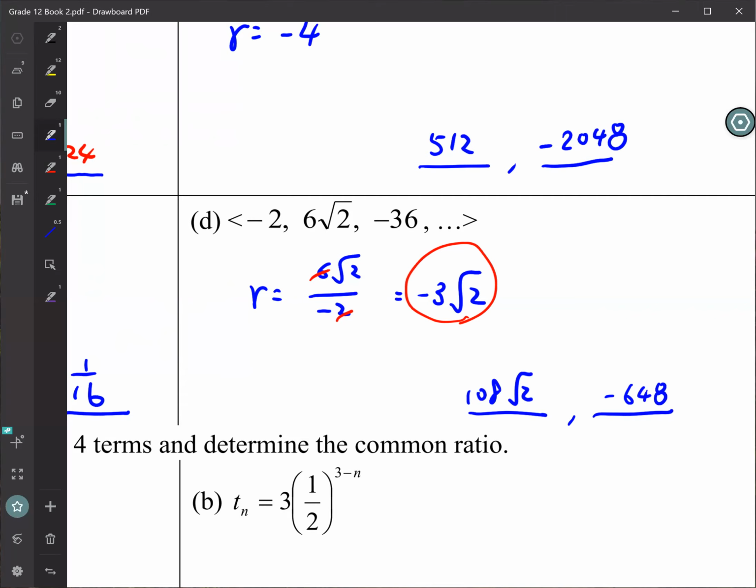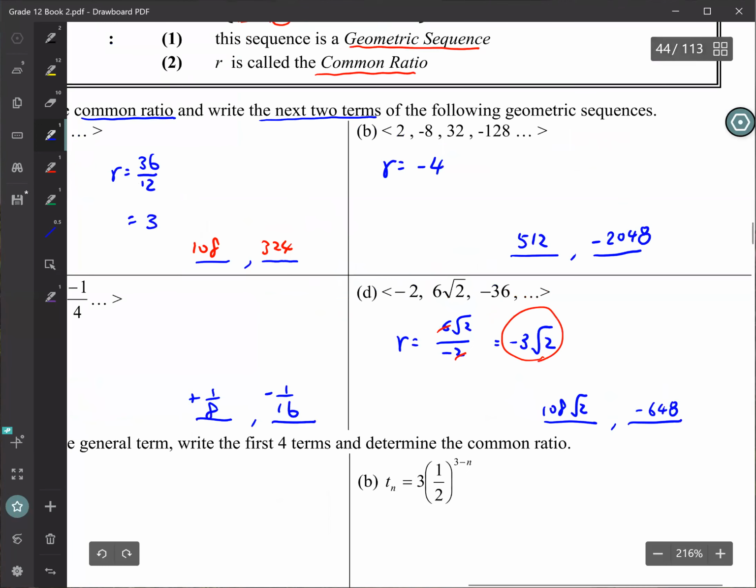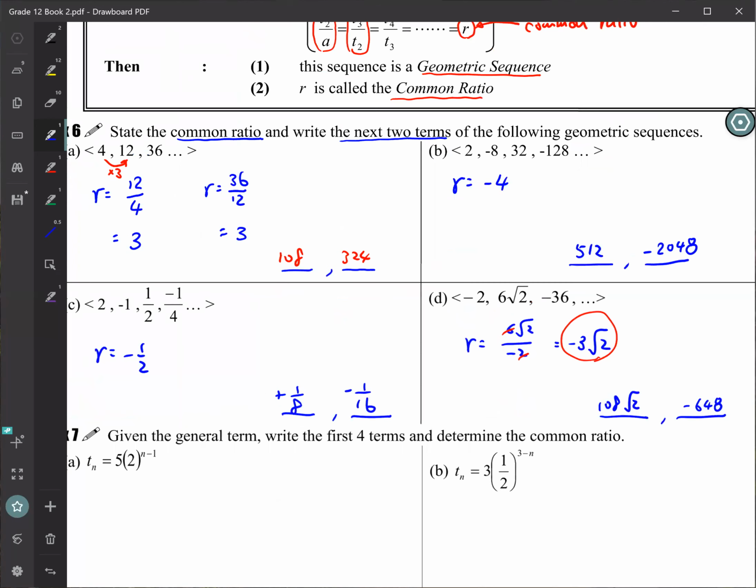Tiana, how about you? Do you have the same two terms? Yeah. Okay, anyone got different? Anyone has questions? Okay, should be pretty straightforward. You just divide and then use the ratio to multiply to get the next term. It doesn't matter if the ratio is a fraction or not, it's always multiplying to get the terms.